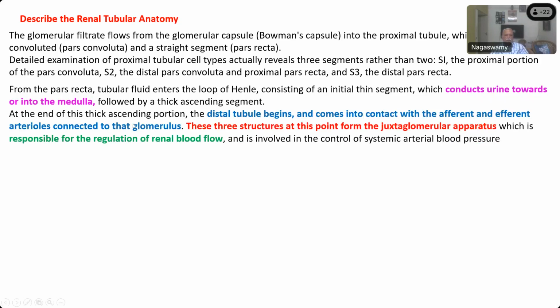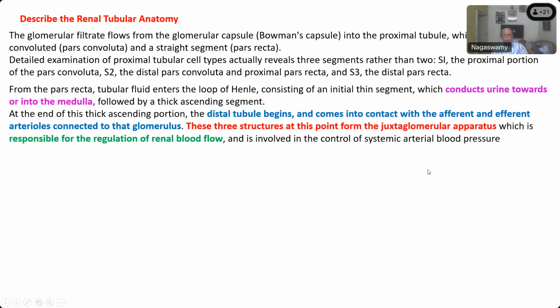So at the end of this ascending portion, the distal tubule begins, which comes into contact with both afferent and efferent arterioles connected to the glomerulus. And these three structures, that is the afferent arteriole, efferent arteriole, and the distal tubule, form the juxtaglomerular apparatus. And this juxtaglomerular apparatus, as I told you earlier, is important for regulating the afferent arterial blood flow, or glomerular blood flow is regulated by this.